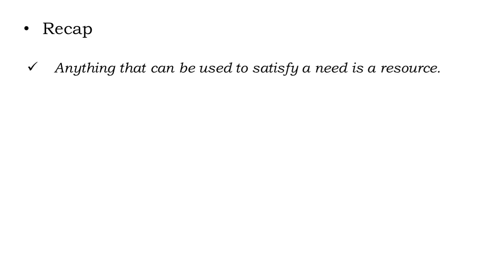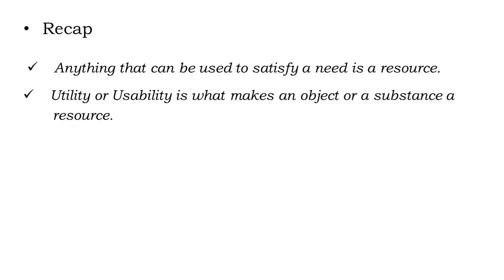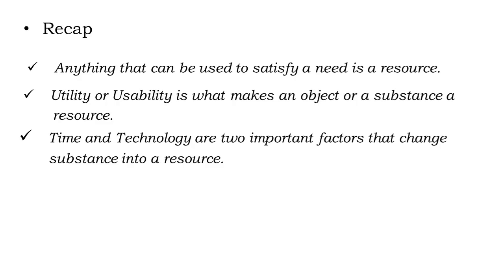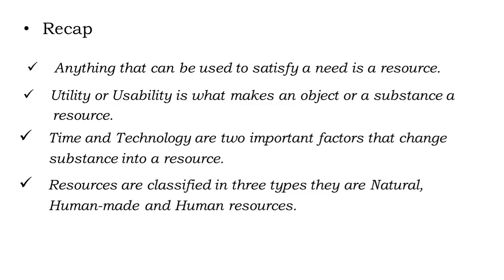Let's have a quick recap on what we studied in this video. First, we studied about resource. We defined resource as anything that can be used to satisfy a need. Next, utility or usability is what makes an object or a substance a resource. Time and technology are two important factors that change substance into a resource. And last, we classified resources into three types, that is natural, human made, and human resources.